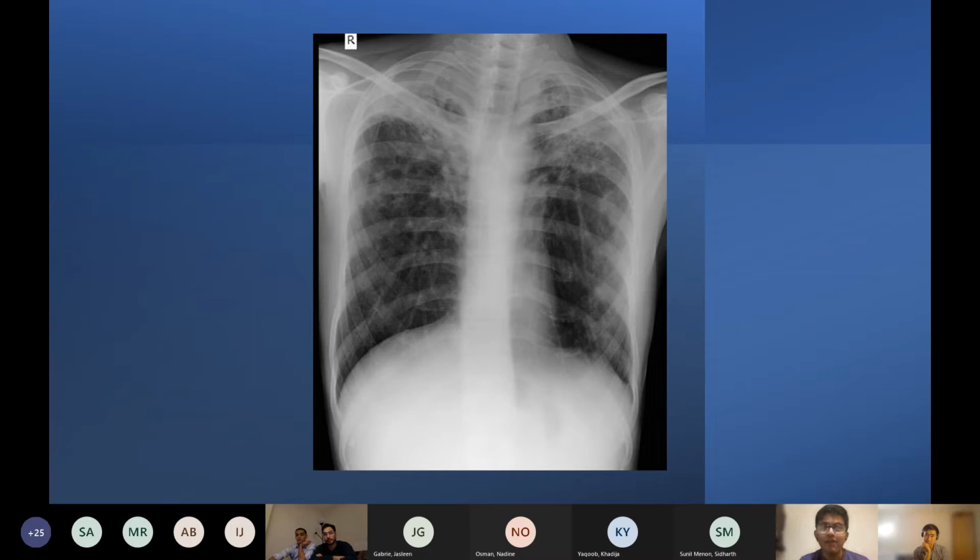So if you're thinking of upper lobe consolidation, what kind of things can cause upper lobe consolidation? So yeah, TB would be on your differential list. What else would be on your differential list?